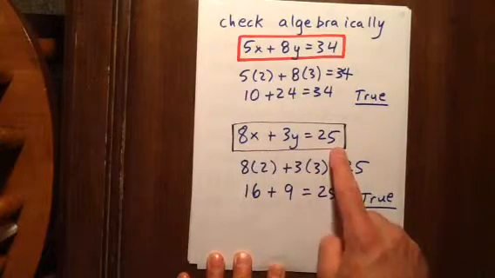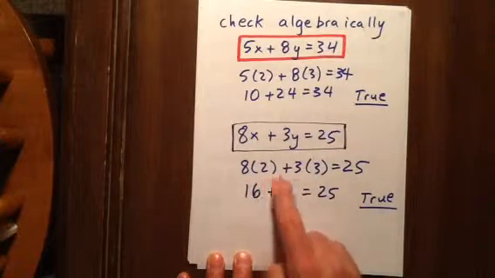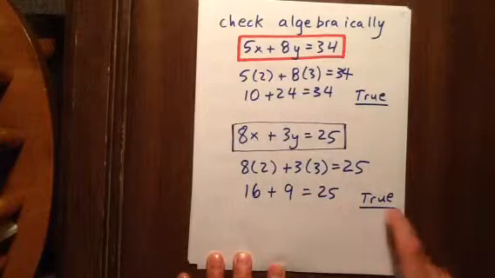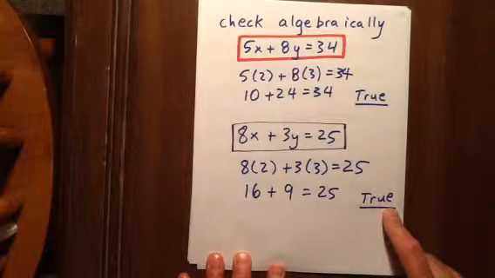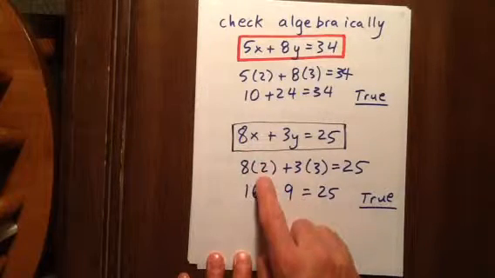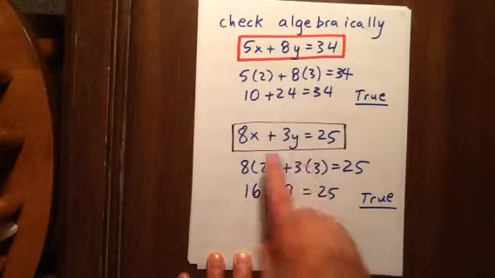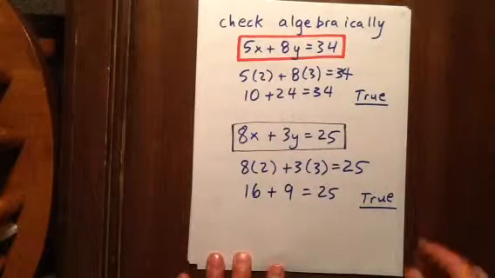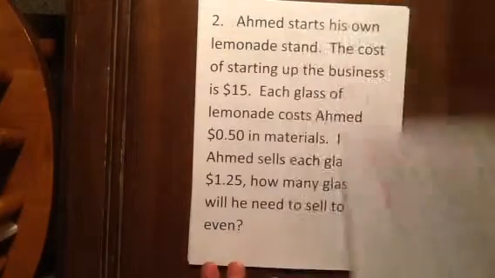Secondly, we plug it into the second equation. 8 times 2 plus 3 times 3 is 25. Well, that means 16 plus 9 is 25. That's a true statement. So similarly, if a chocolate bar is $2 and a gumdrop is $3, that means 8 chocolate bars and 3 gumdrops would be $25. That's also true. Awesome.